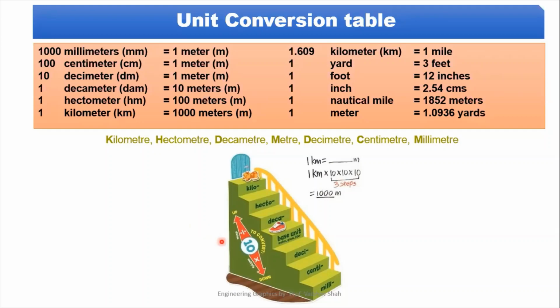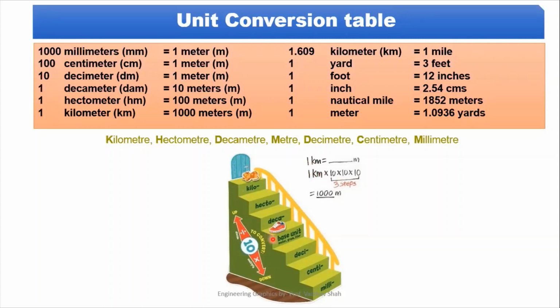So let us start. If you go up from the base unit, we divide by 10. And if we go down from the base unit, then we multiply by 10. Now let us suppose we have to convert 1 kilometer into meters. We are at the top, as you can see this cat. This cat is sitting on this kilo. That means we are at the 1 kilometer unit.